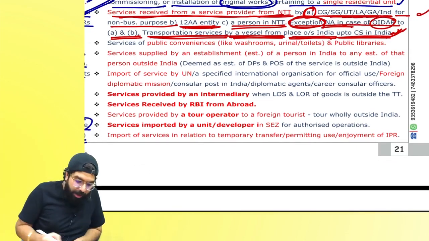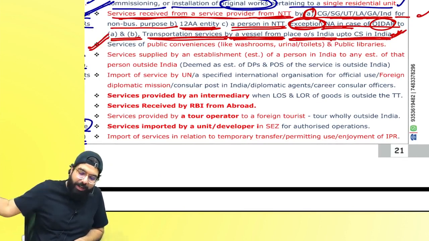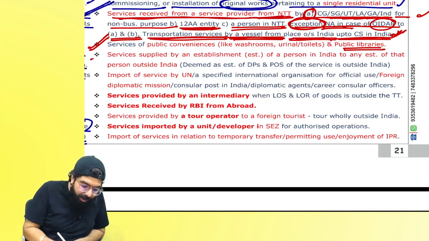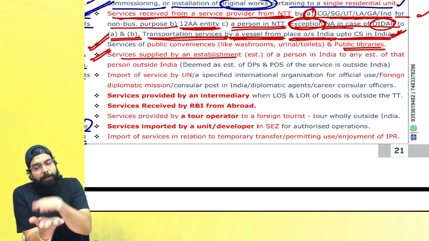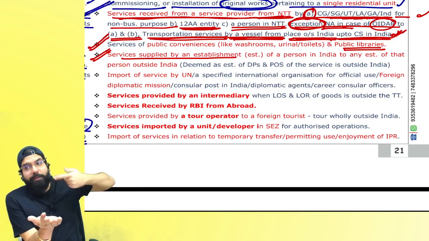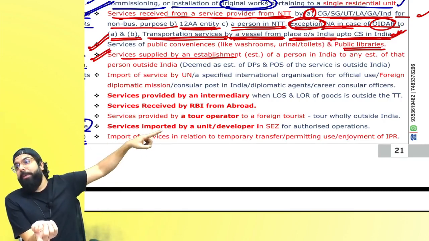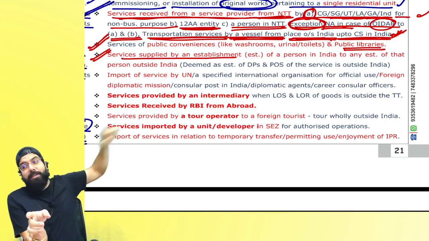Are we clear everyone? The next one over here is public conveniences like 1 rupee, 2 rupee toilets and public libraries, which are always exempted. The next one over here is services supplied. Tell me one thing, what is exportation of service? Supply is in India, recipient is outside India, place of supply is outside India. You have received foreign convertible currency, then it is export of service, but you both should not be mere establishments of a distinct person. Now tell me one thing, what if you both are mere establishments of a distinct person?